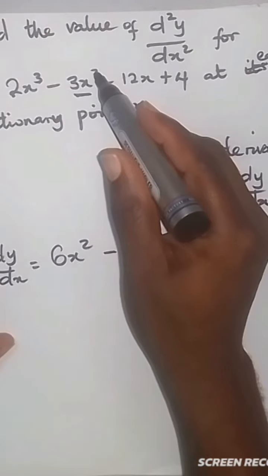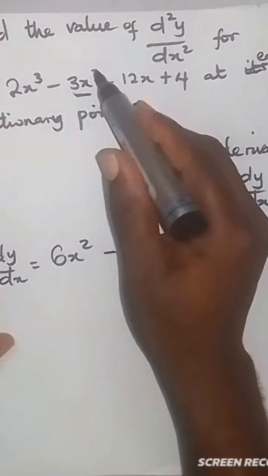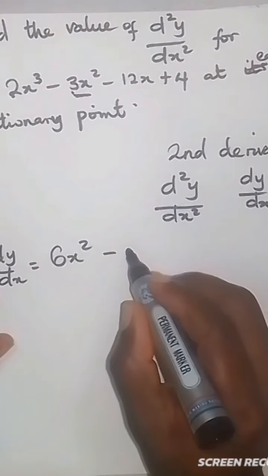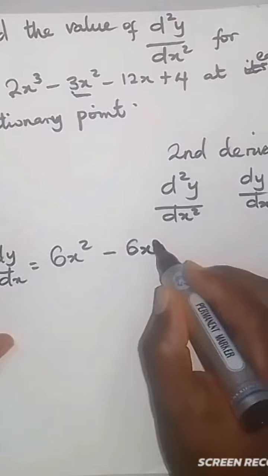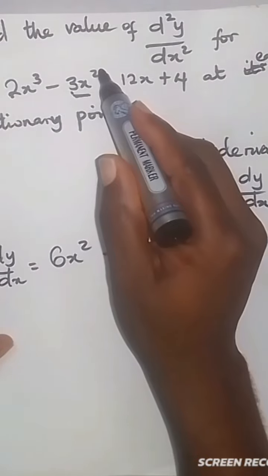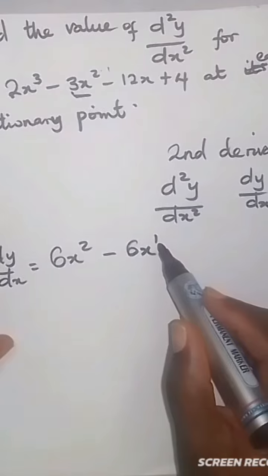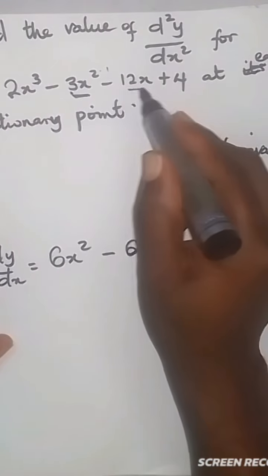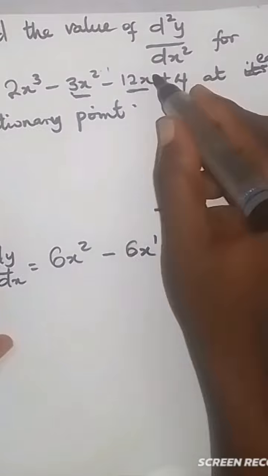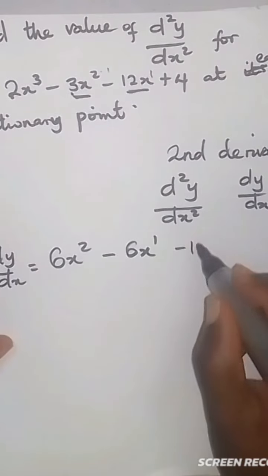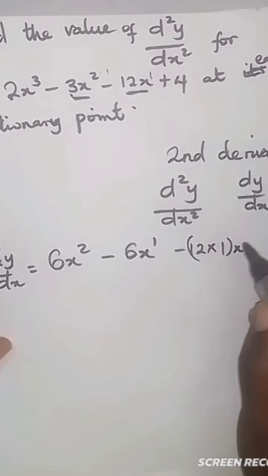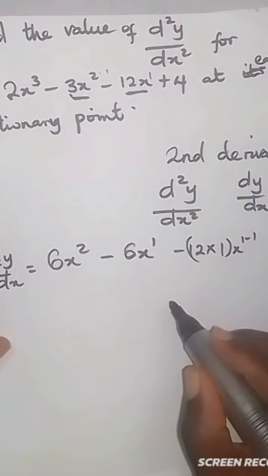I'll say 3 times 2 will give us 6. Subtract 1 from the power, which will give us 1. That will give us 6x raised to power 1, because 2 minus 1 is 1. Now 12x is simply 12, multiplied by 1, 12 times x raised to power 1 minus 1.